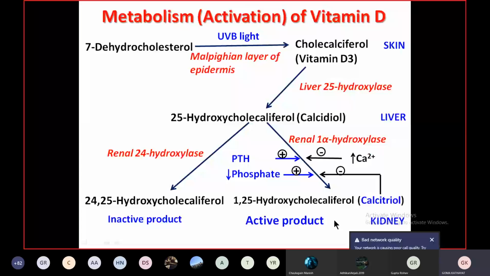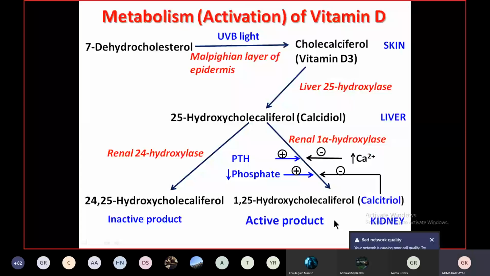For example, if there is low phosphate within our body, what will happen? It directly activates the 1-alpha hydroxylase enzyme, which leads to the formation of 1,25-dihydroxycholecalciferol. This enzyme is present in the kidney, whereas 25-hydroxylase is present in the liver. So low phosphate activates 1-alpha hydroxylase in the kidney, converting 25-hydroxycholecalciferol into 1,25-dihydroxycholecalciferol, and vitamin D is synthesized.